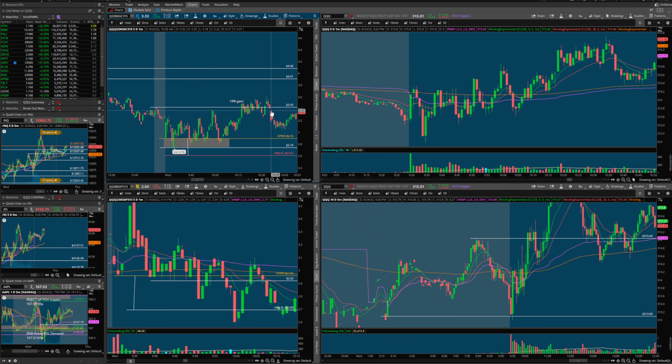So as we see here, as it pulls back, you can see that this pivot here where it popped up, pulled back, a buyer stepped in right here. You want to see if this pivot is maintained, and you can put your stop loss at $3.01.